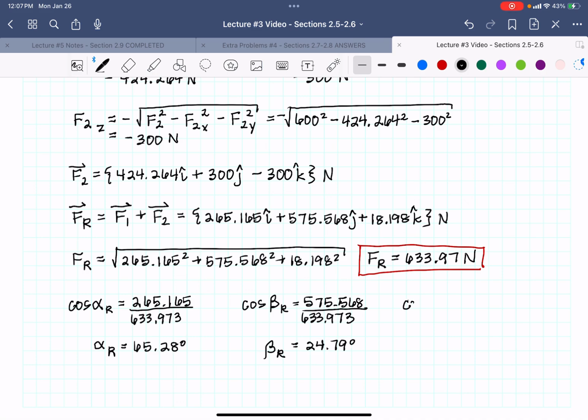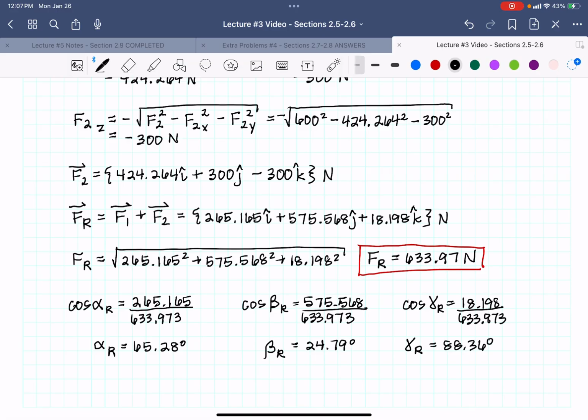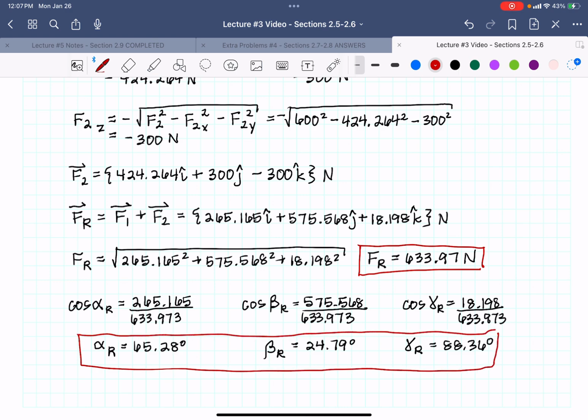And last thing, we're going to find gamma for the resultant force. That is going to equal 18.198, the z component, over the magnitude of the resultant force. So we get gamma R equals 88.36 degrees. So those are our answers. As always, box your answers so they're easy to see. And that is the end.